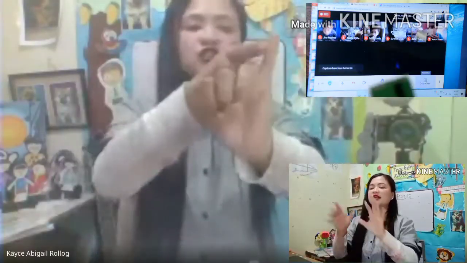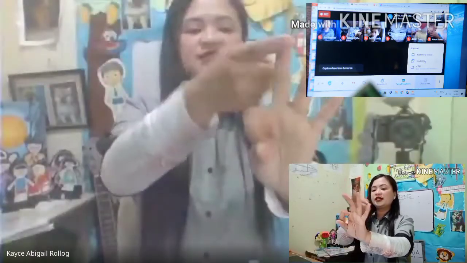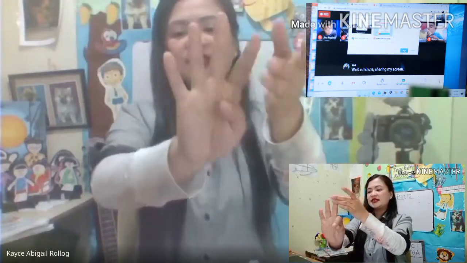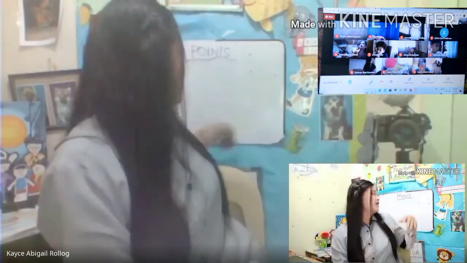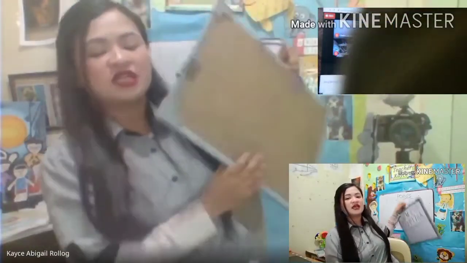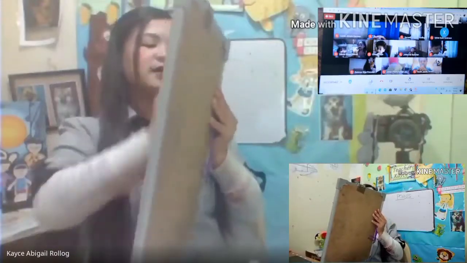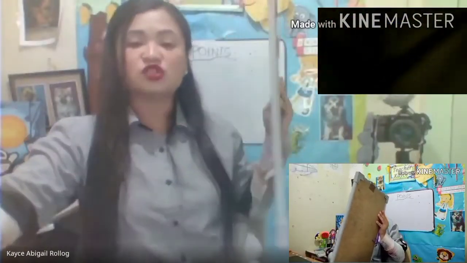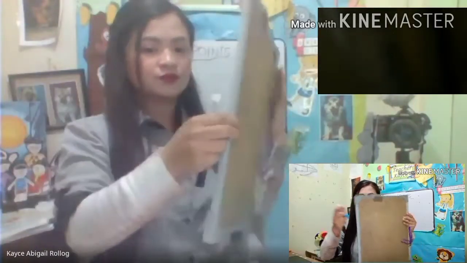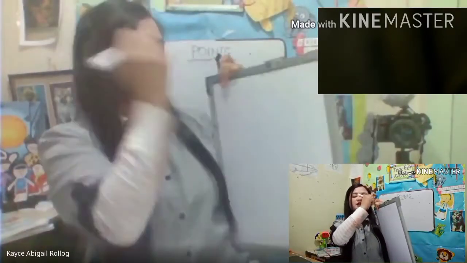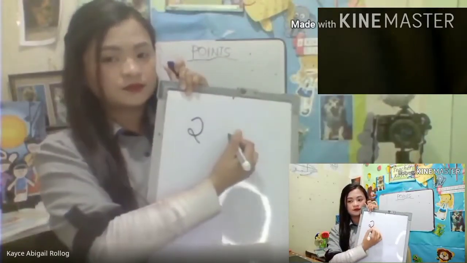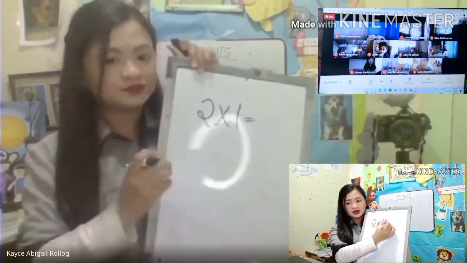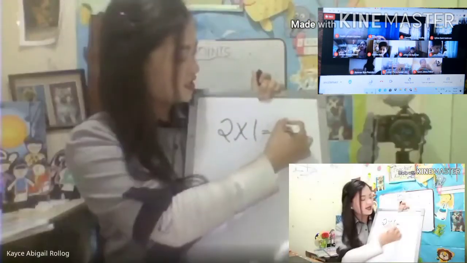Let's have the skip counting. 2 until 10. So 2, 4, 6, 8, 10, 12, 14, 16, 18, 20. So this skip counting, grade 3, can actually answer our multiplication table. So can you give me 2 times 1? Anyone? Identity property? Summer. 2 times 1, Summer? 2. Okay, the answer is 2.